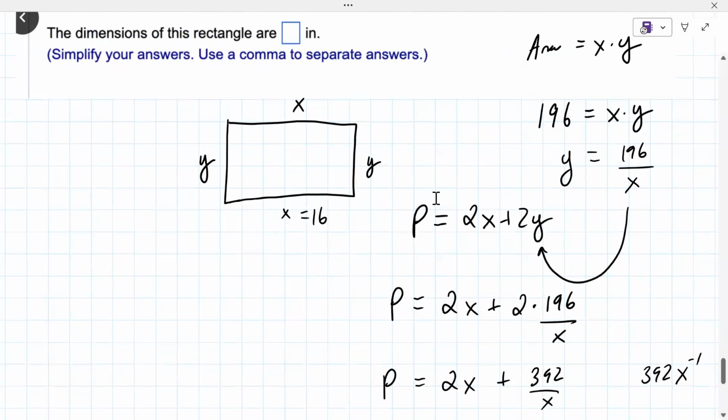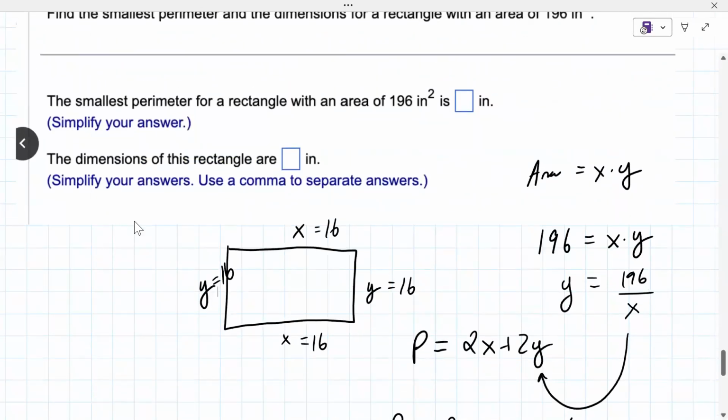To find y, you've got to go back to an equation with y in it, which is this one right here. 196 divided by 14 is 14. And it is very common that the answer is a square for this style of question. So keep that in mind. You don't actually have to do any calculus, but the calculus supports the answer.